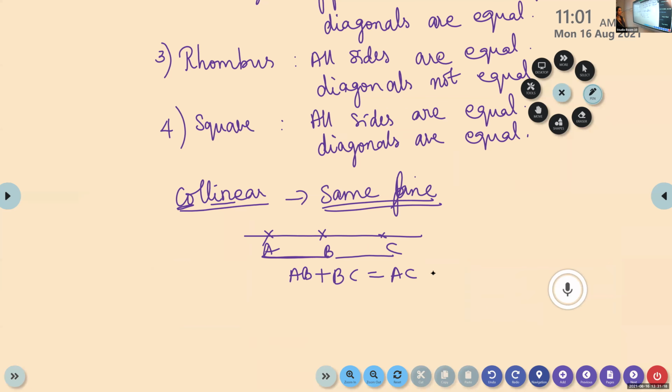If three points are collinear, then if we add the two smaller distances, it will be equal to the length of the bigger one. Sum of any two distances is equal to the third distance means it is collinear.